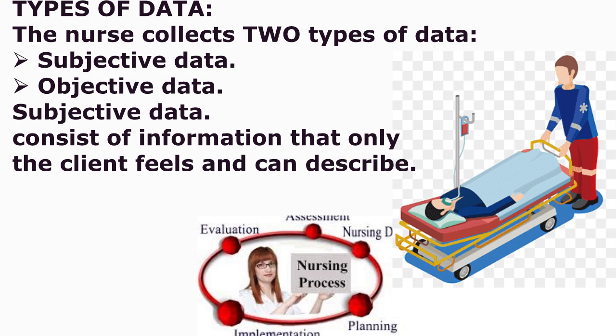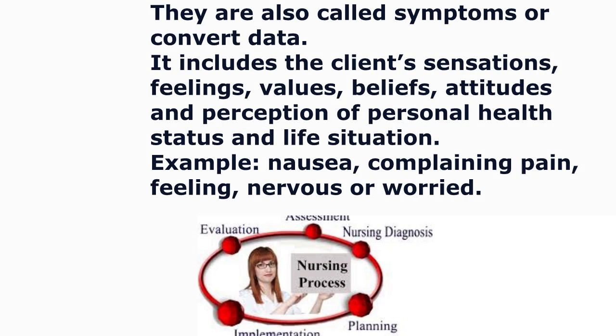Types of data. The nurse collects two types of data: subjective data and objective data. Subjective data consist of information that only the client feels and can describe. They are also called symptoms or covert data. It includes the client's sensations, feelings, values, beliefs, attitudes, and perception of personal health status and life situation. Examples: nausea, complaining of pain, feeling nervous or worried.